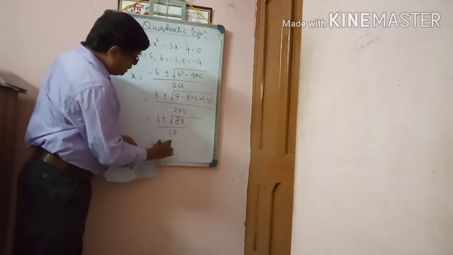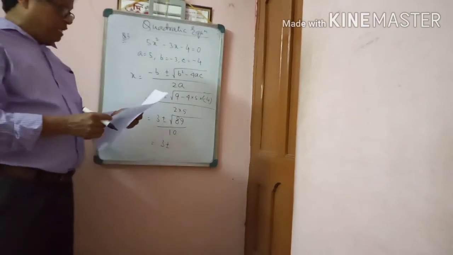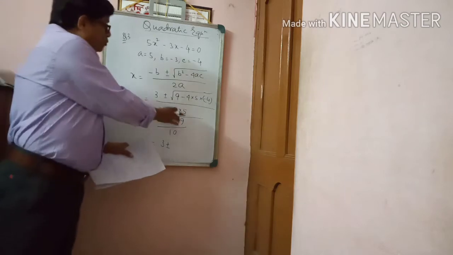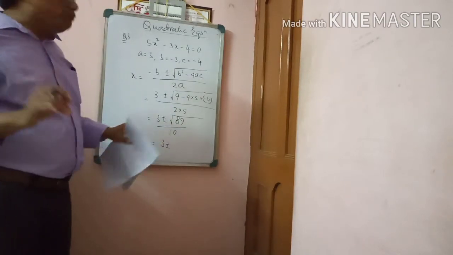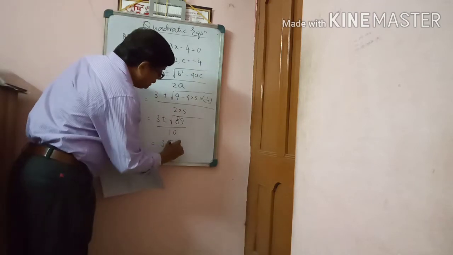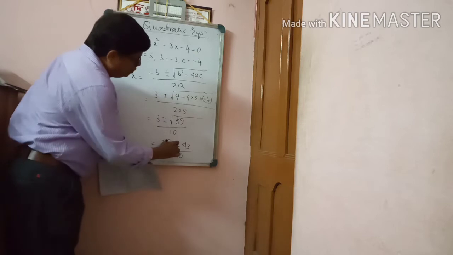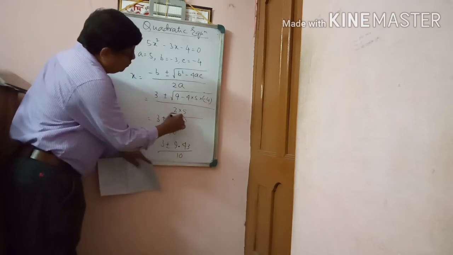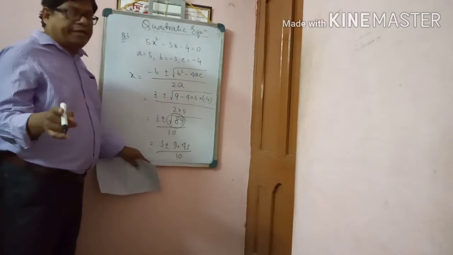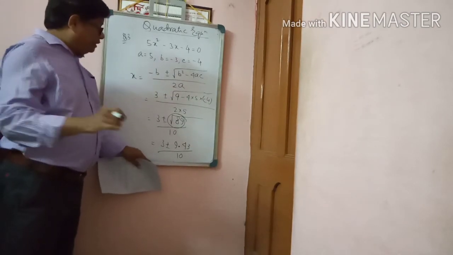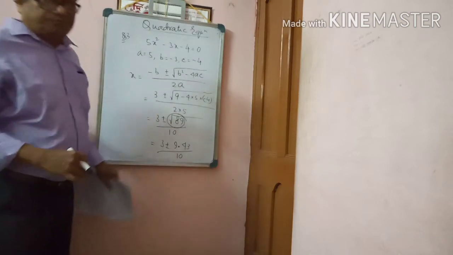So 3 plus minus, you will get the value of root 89 from the log table book. Our school council will provide this book. Just I am telling you this value will be 9.43, so root over 89 will be 9.43, divided by 10.